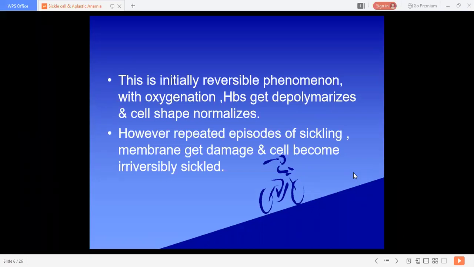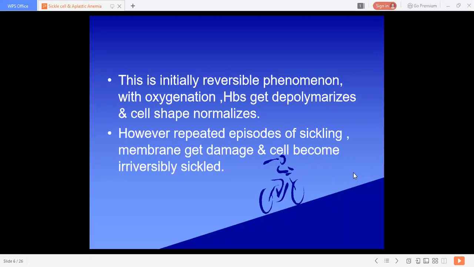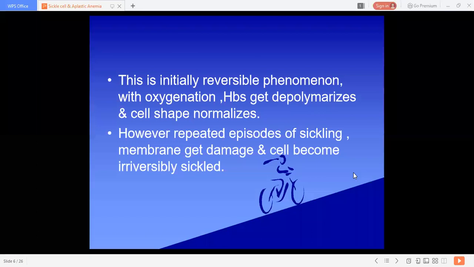However, what happens? With repeated episodes of sickling, the membrane gets damaged and the cell becomes irreversibly sickled. So whenever there are repeated episodes of sickling, the membrane gets damaged permanently.